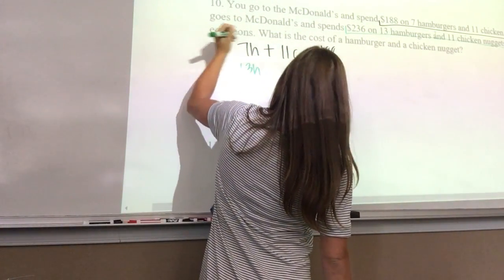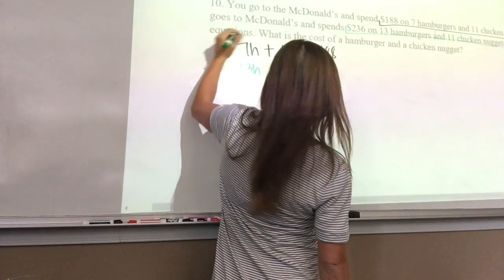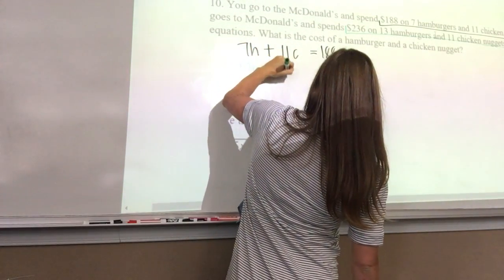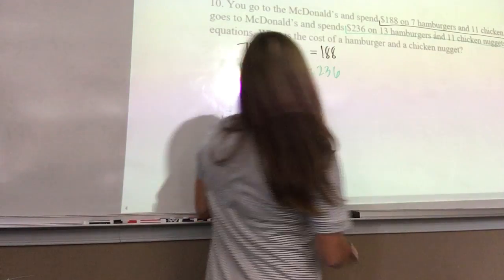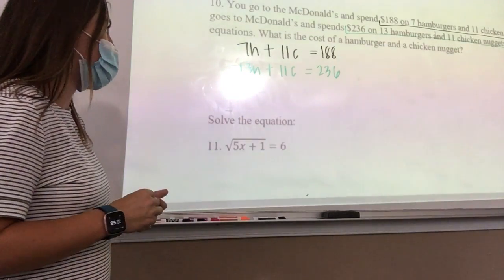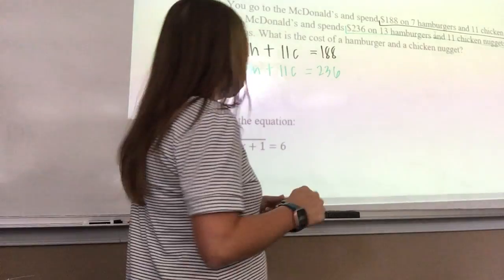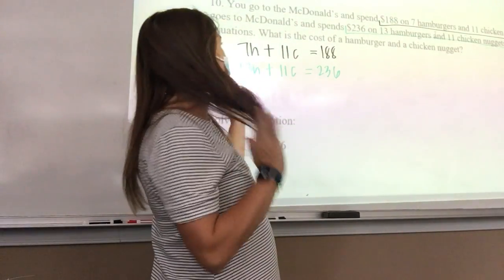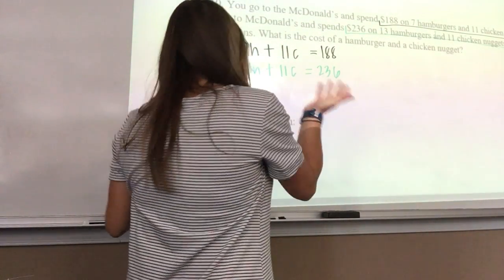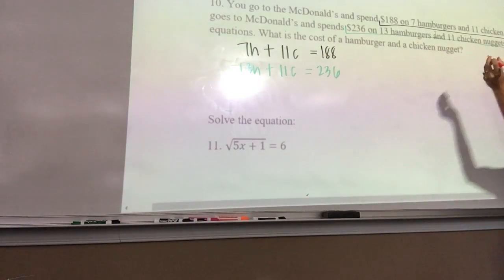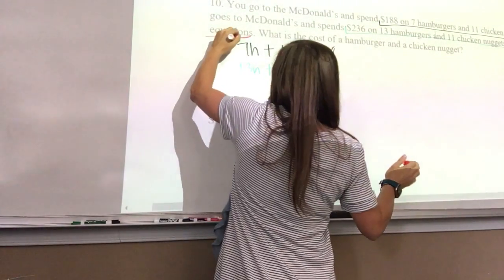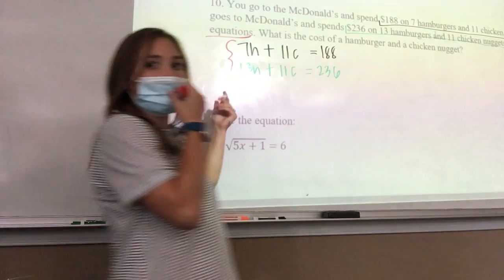13H plus 11C equals $236. Perfect. So we spend way too much money again. Well, our friend does. How dare they? And this is the system of equations. When it says set up a system of equations, that is it. Like, you did it. Go you. Sometimes it had that little squiggly mark with it.